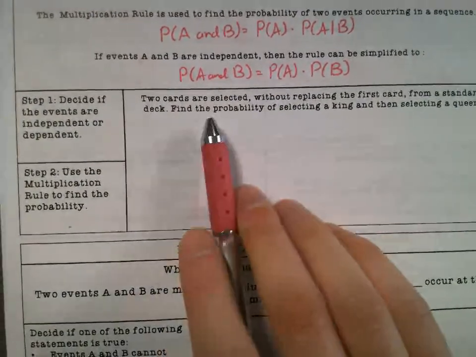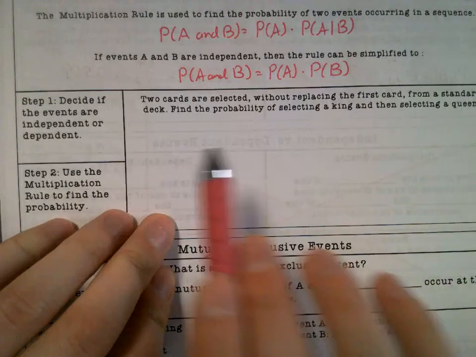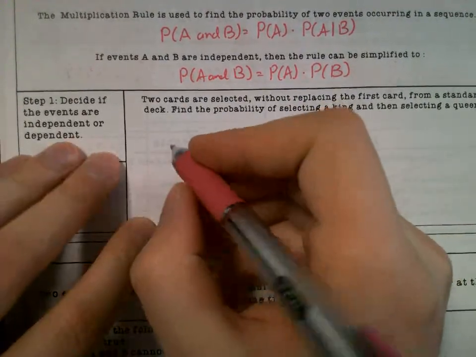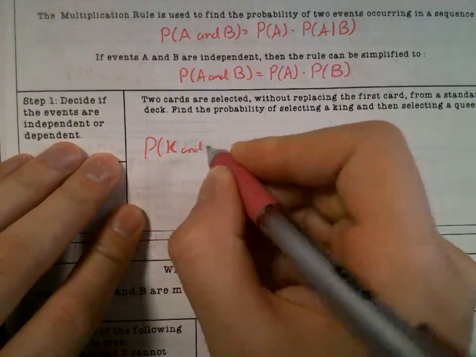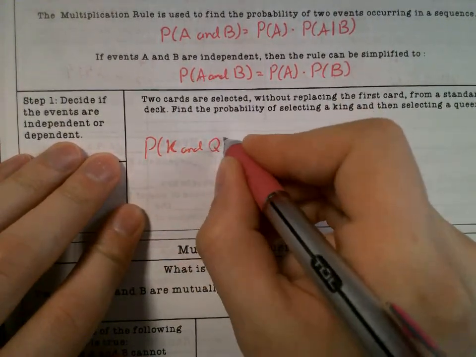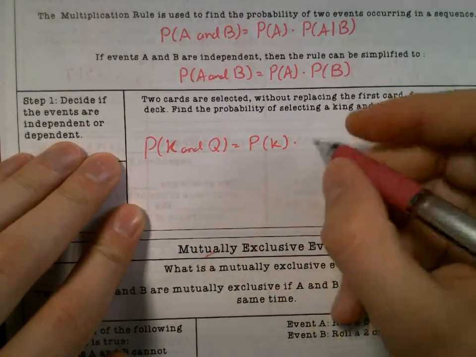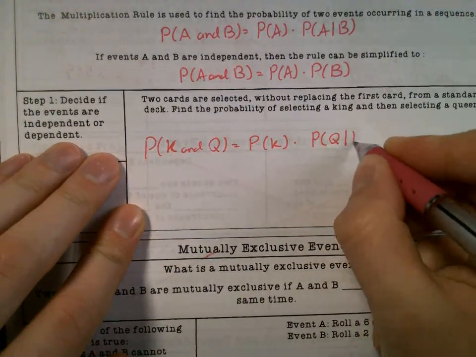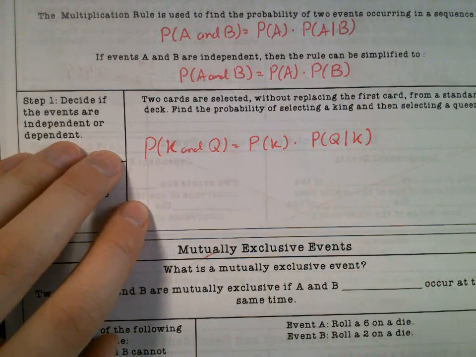All right? Speaking of cards, two cards are selected without replacing the first card from a standard deck. Find the probability of selecting a king and then selecting a queen. So, we're looking at the probability of selecting a king and a queen. That means that the probability of K is first, but the probability of the queen is going to be affected by the probability of a king. Okay? In this case.